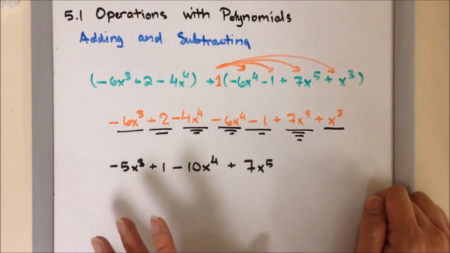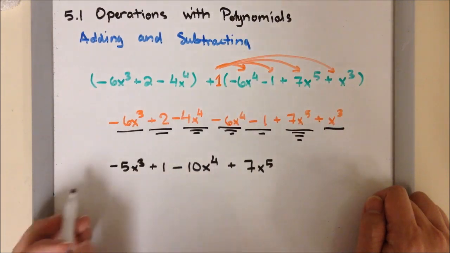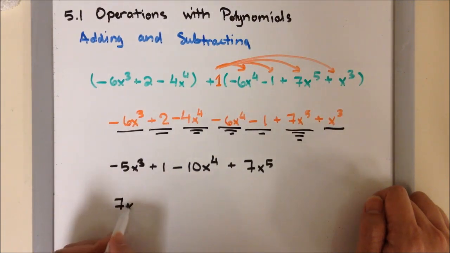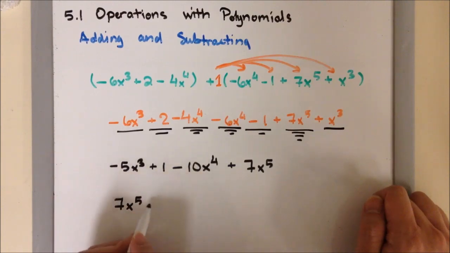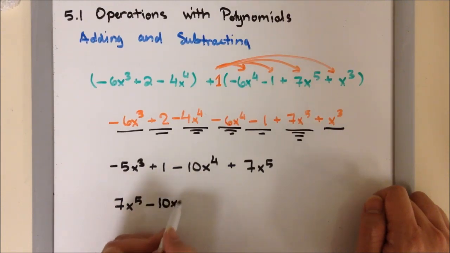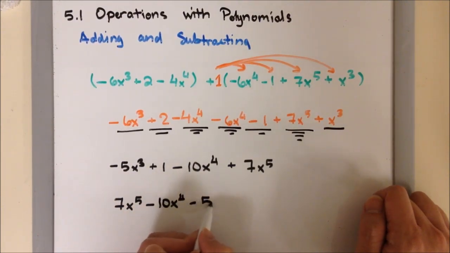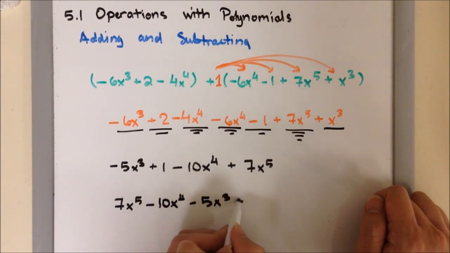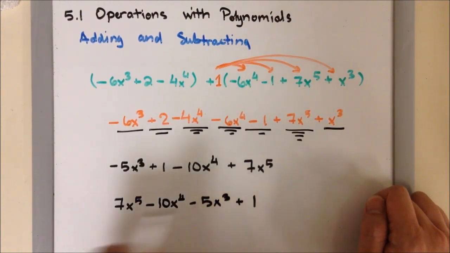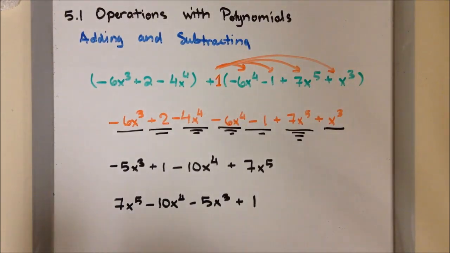Next, I'm going to put my terms in order, starting with the highest exponent. So positive 7x to the 5th minus 10x to the 4th minus 5x to the 3rd plus my regular constant number 1. And then box our final answer.